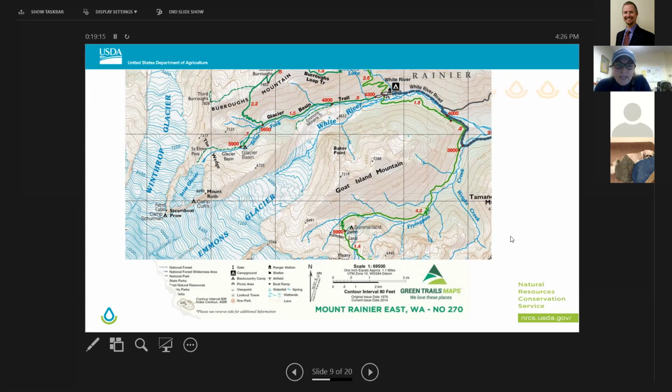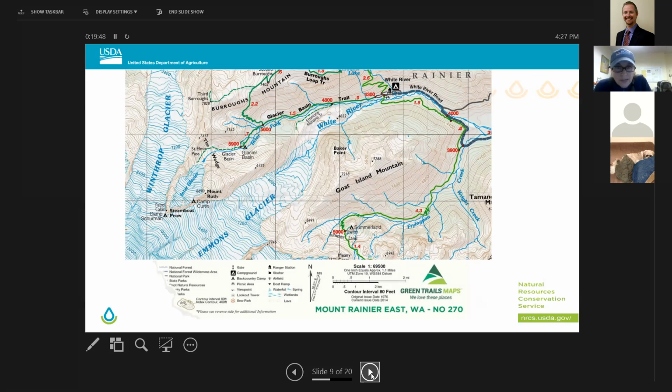Can anybody tell me, maybe write in chat, what's the scale of this map? I'll give you a hint. It's right below Summerland. Yep. It's 1 to 69,500.